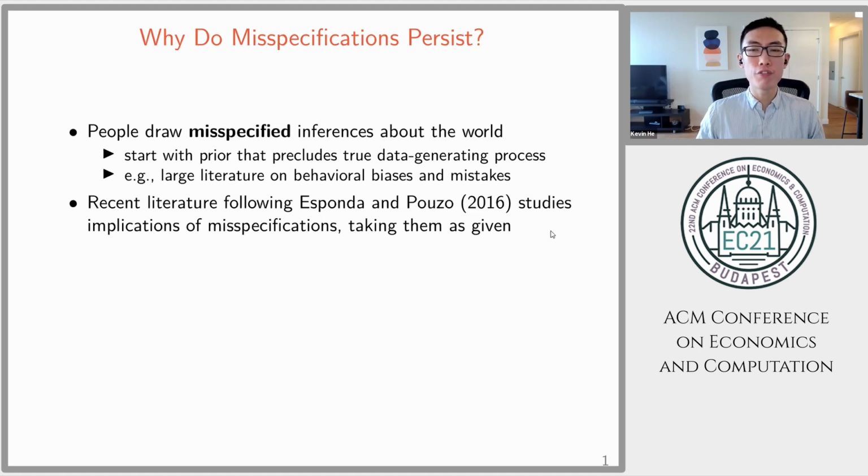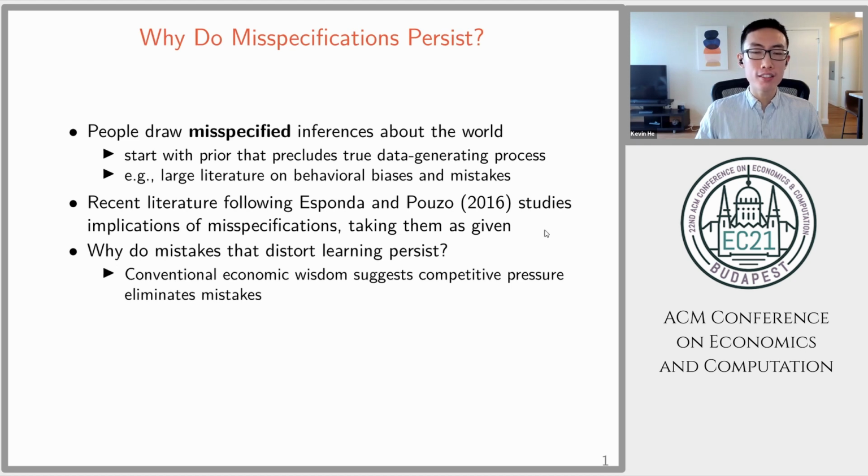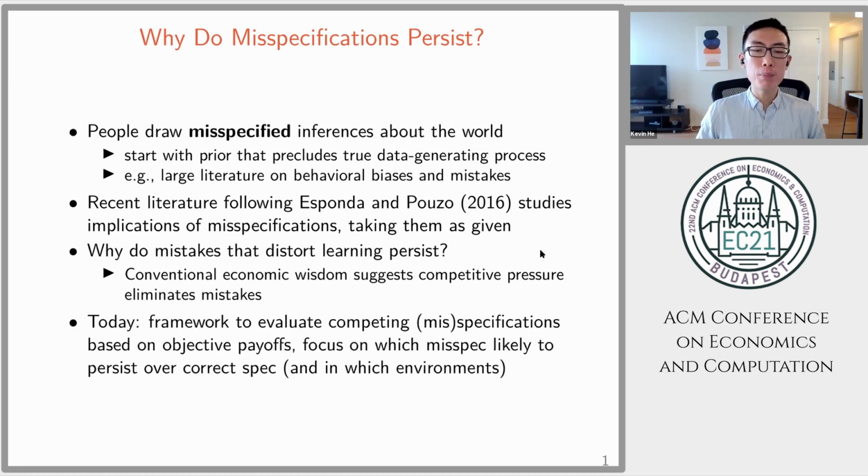There is a recent literature following Esponda and Pouzo 2016 that studies the implications of misspecifications, taking these errors as exogenously given. This then raises the question of why do these mistakes that distort learning persist? This seems especially puzzling given the conventional wisdom that competitive pressure should eliminate mistakes. In this paper, we present a framework to evaluate competing misspecifications based on their objective payoffs, focusing on which misspecifications are likely to persist over the correct specification and in which environments.